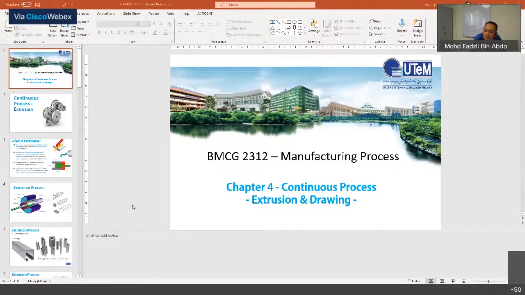Dia sama je sebenarnya. Kalau extrusion maksudnya kita tolak daripada permulaan ke part akhir. Untuk drawing kita tarik daripada part yang sini lah, kita tarik. Extrusion lebih kepada compression force, but then untuk drawing lebih kepada drawing force. Okay. Extrusion kita compress, drawing kita tarik macam ni. Okay. Itu dia punya beza dia. Okay.